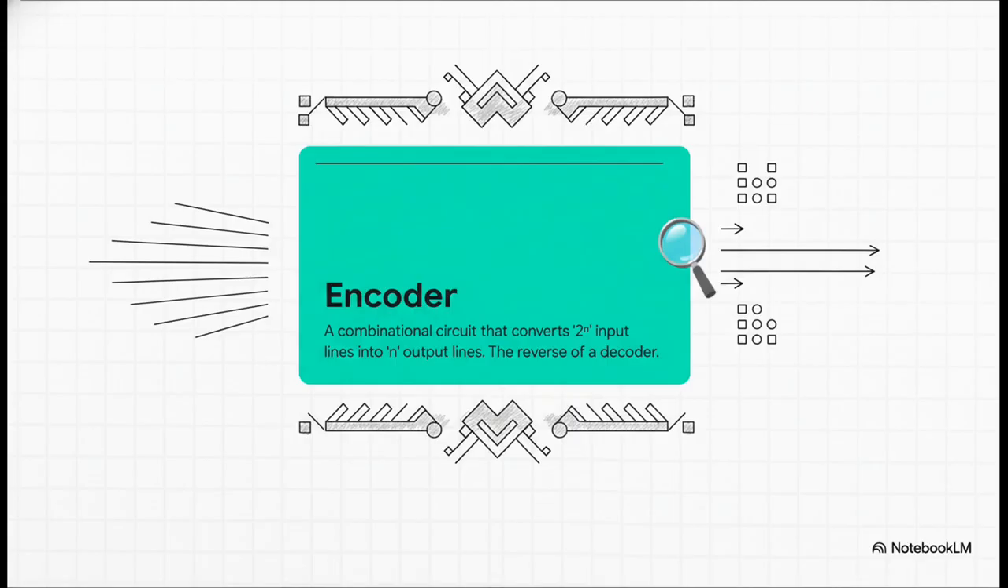An encoder takes a whole bunch of input lines, again up to 2 to the power of n, and squishes them down into just a few n output lines. Its entire purpose in life is compression. It takes lots of potential inputs and turns them into one simple, compact binary code.